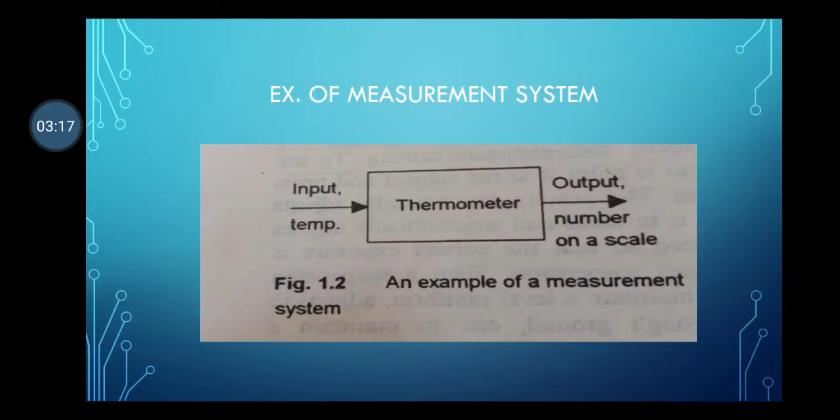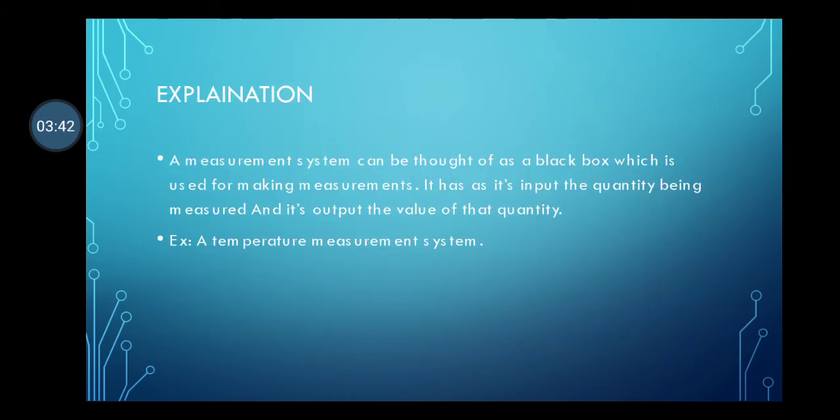Next one, give an example of a measurement system. Here the measurement example is a thermometer. The input is temperature, the thermometer is the process, and the output is a number on a scale. That is a measurement system.